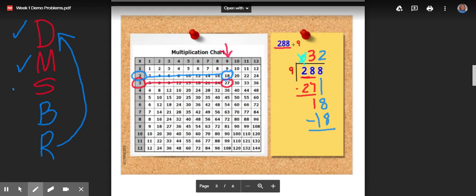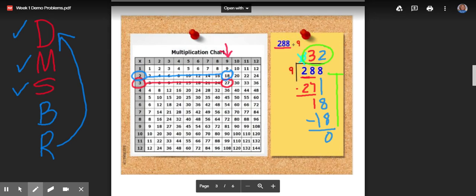Then I'm going to subtract. I happen to have 0 left over. And you will notice that I have nothing left next to the 8 to bring down. So I am done. My final quotient, 288 divided by 9, is 32.